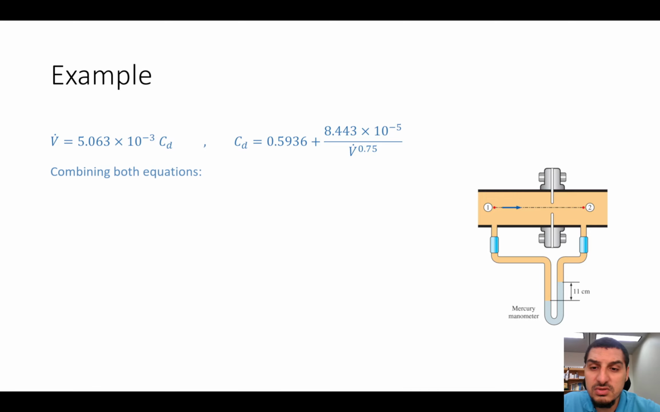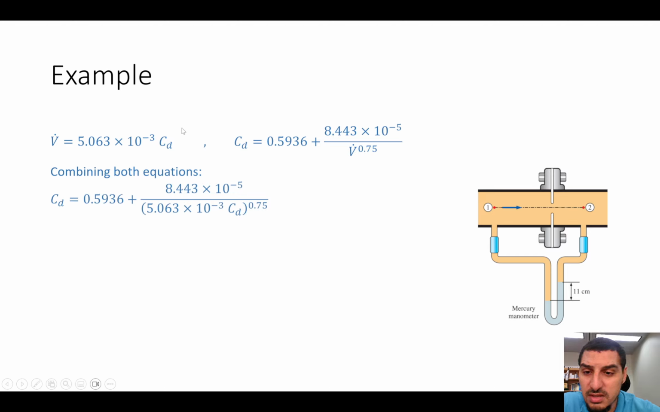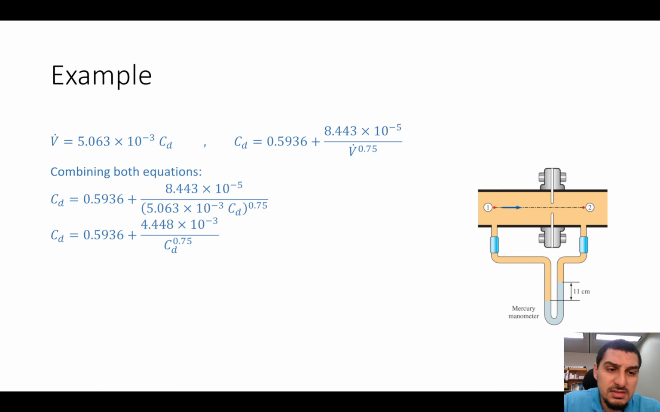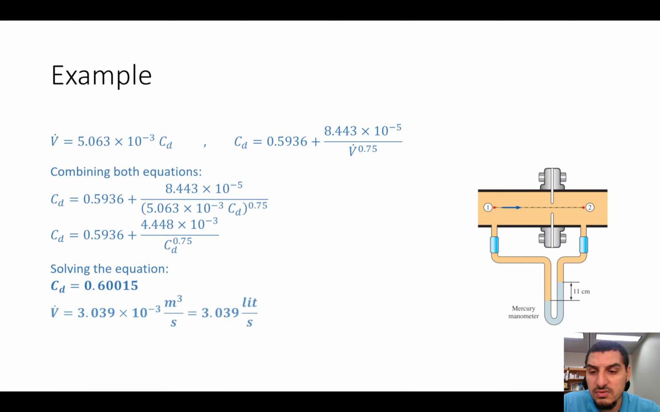This is possible, and it's also possible to combine both equations. We can substitute V dot in here, and now we have one equation and one unknown. It's not going to be solved directly. It has to be solved by a solver or by trial and error, but it's only one equation, which should be less time consuming. By solving the equation, we find CD to be 0.60015. V dot is almost 3 times 10 to the power minus 3 cubic meter per second, which is almost 3 liters per second.